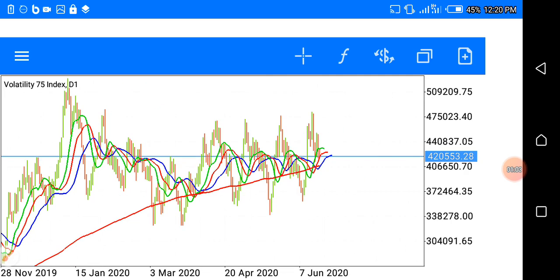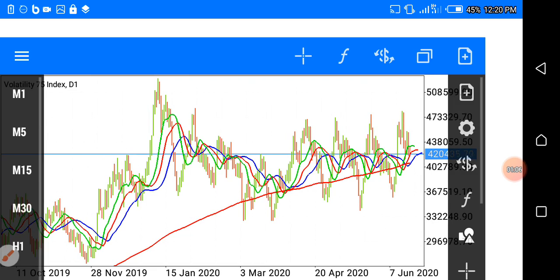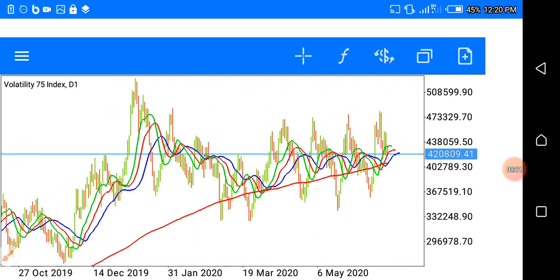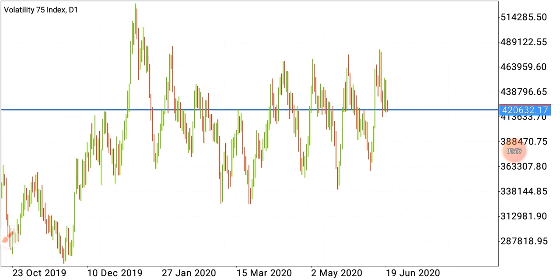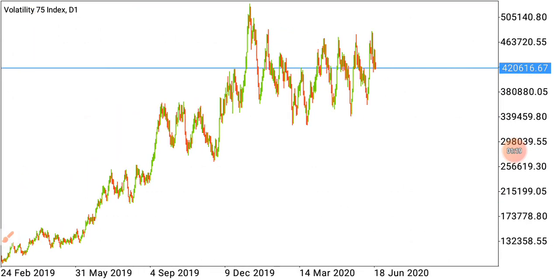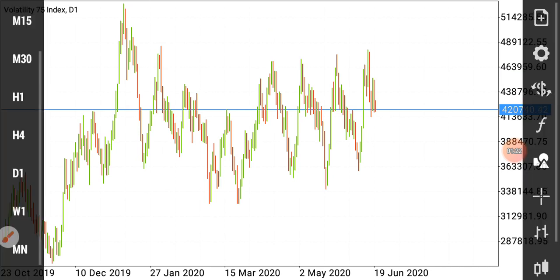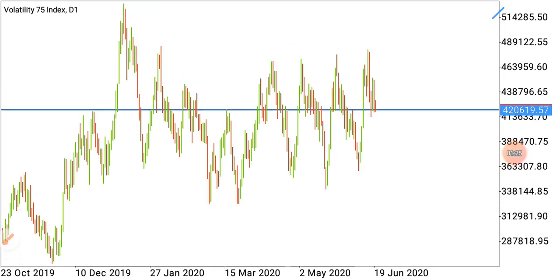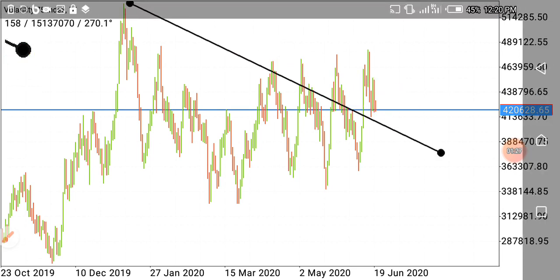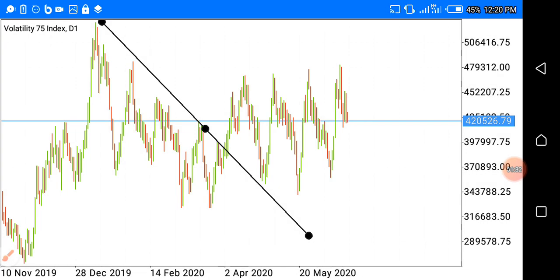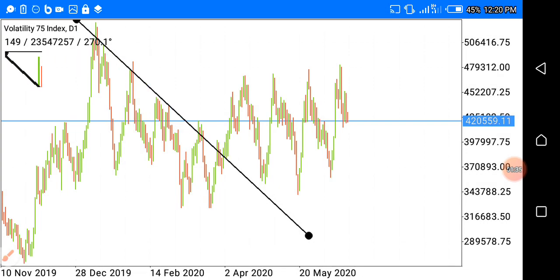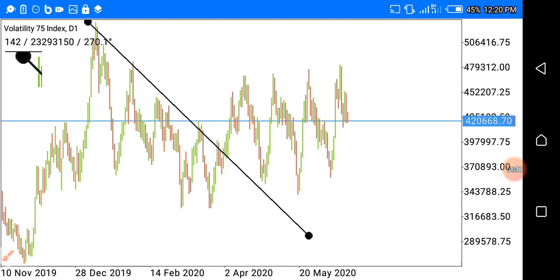Okay, so on the matter at hand, this is VIX 75. On analysis, this is just a brief analysis. I can do this on a clear chart and you can see. I just used these indicators to show you something. On the clear chart, this is how the analysis will be on VIX 75 on a daily chart. This is how it will be on a chart.